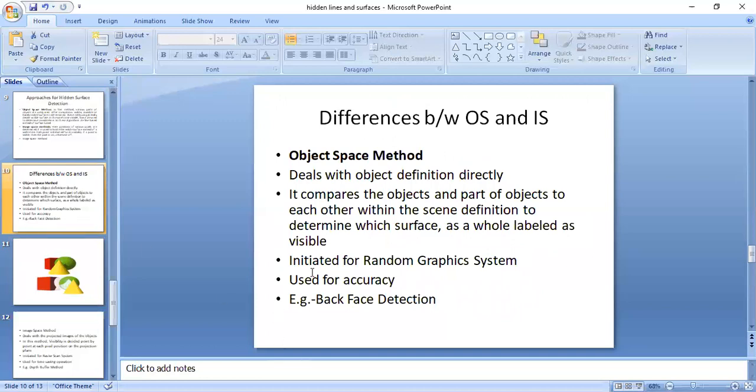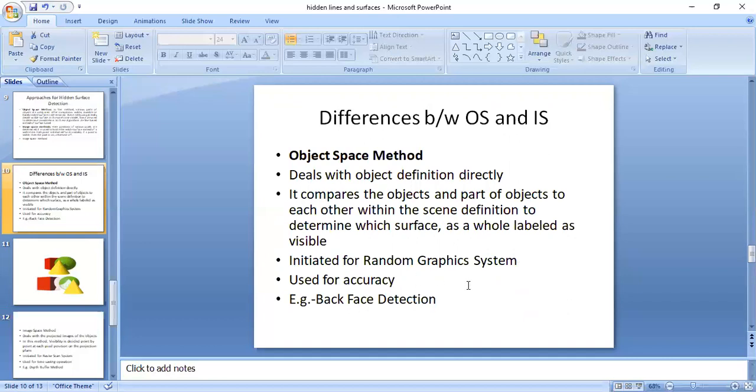Initiated for random graphic system. This method is not very famous. In computer graphics, this method is not mostly used. It is initiated for random graphic system. So we know that most of the graphics displays don't work on random graphic system or vector graphic system. So it has very limited use.